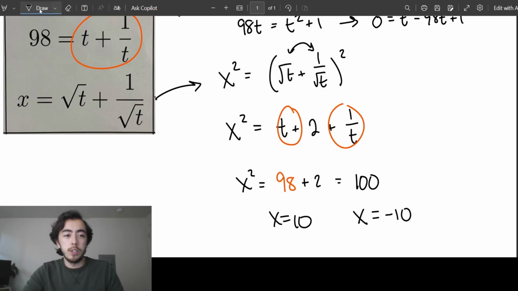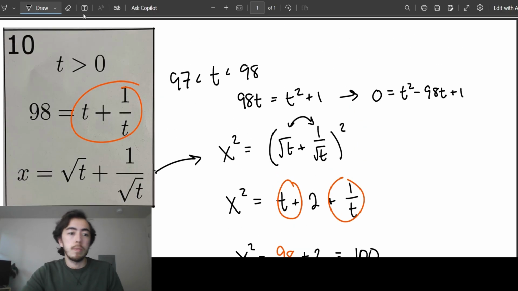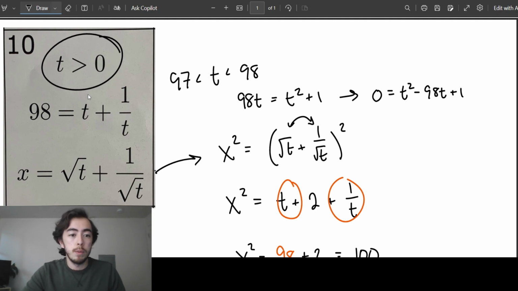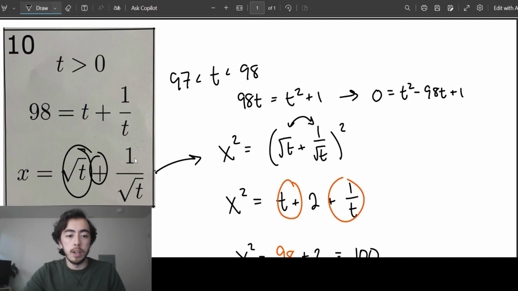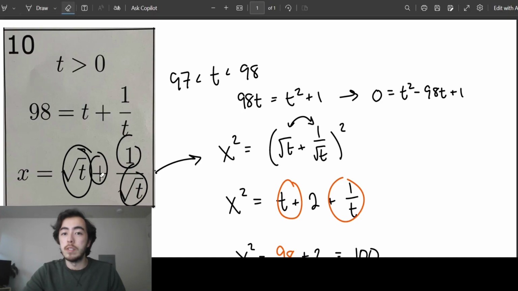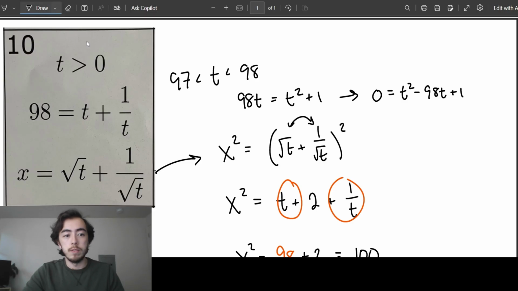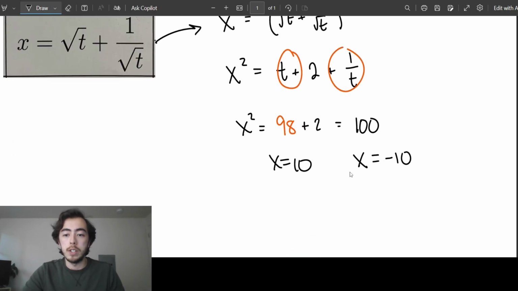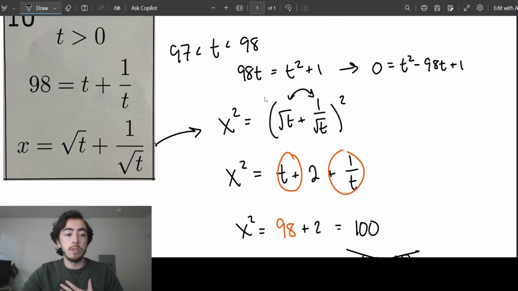So I do need to backtrack through my logic and think, how can I rule out this negative 10? I think it comes from the idea of t being a positive number. Once we square root it, we would still get some kind of positive real number. And then a positive plus 1 divided by a positive is still going to be yet another positive number. So there's really no way that we actually get this negative 10 as an answer. It only showed up because I was the one to square both sides of this equation.